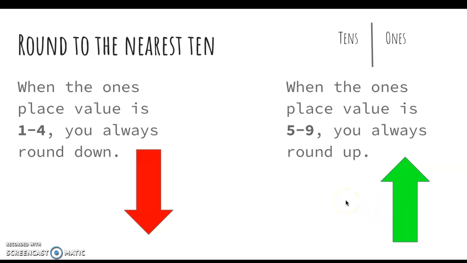This is our process that I was talking about in the success criteria that you need to know in order to round to the nearest 10. If our ones place value is 1 to 4, you round down. If it's 5 to 9, you round up. So it's very helpful to know where your tens and ones are.